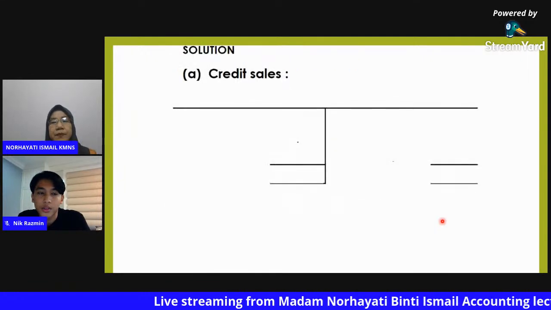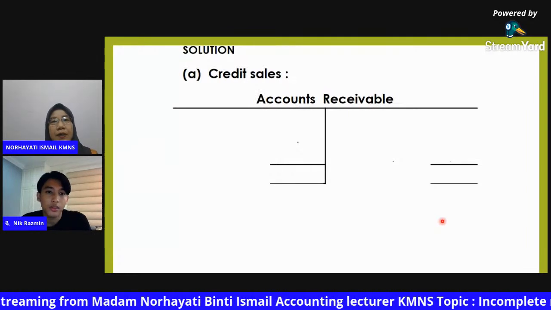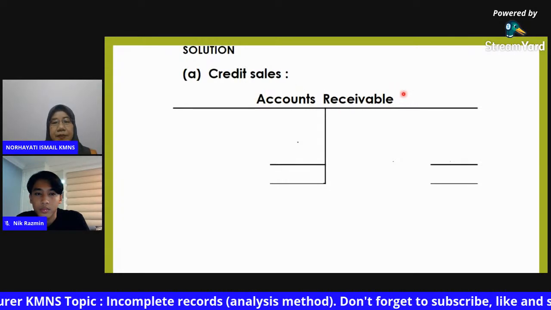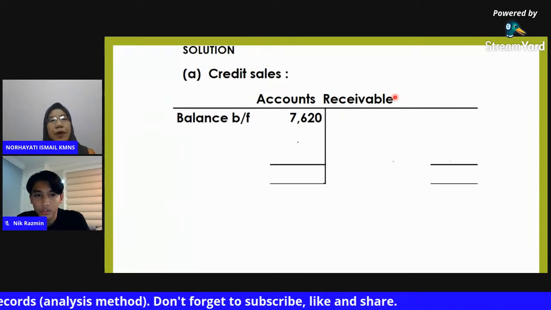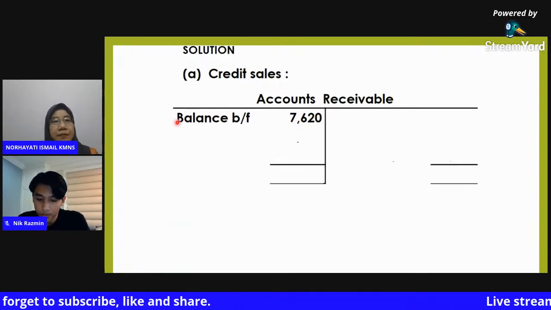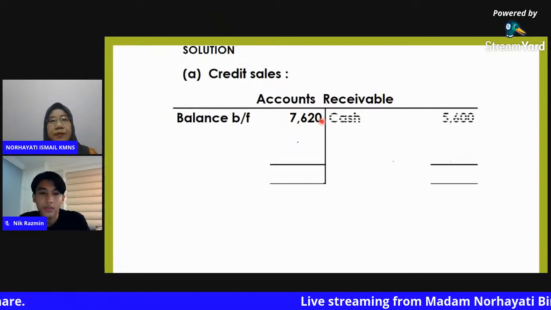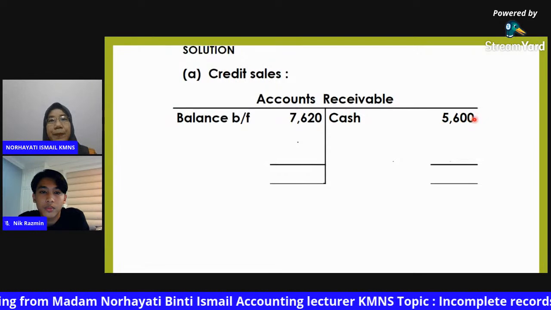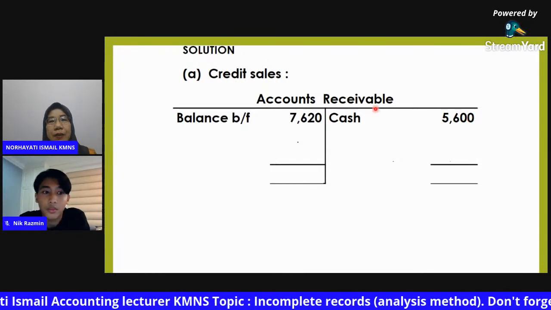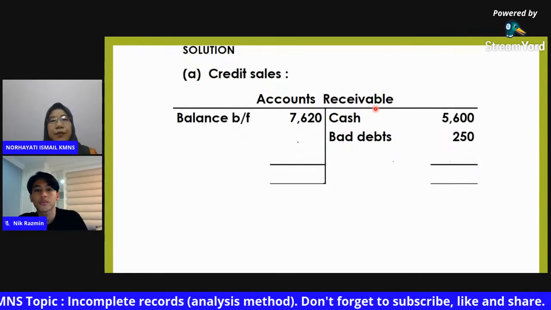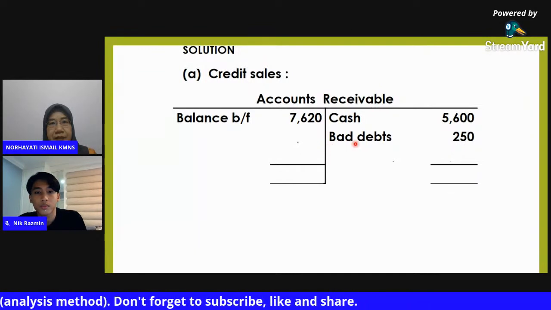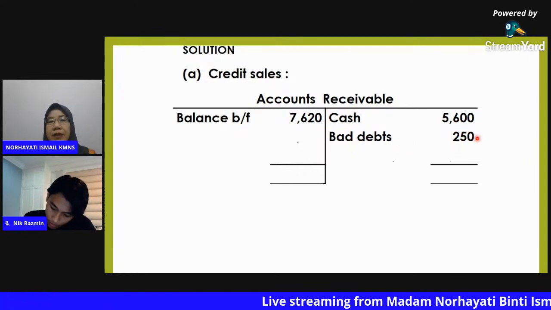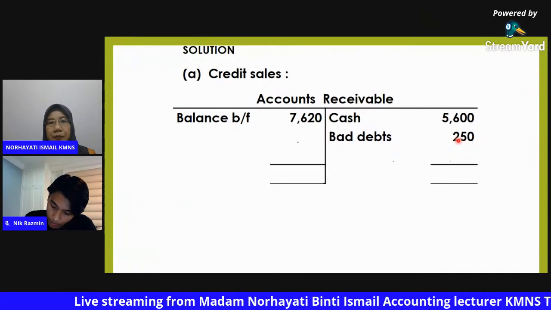Now, the first one, we have to calculate credit sales. So we have to open the account receivable. The information given: first, you are given the beginning balance in the data. Number two, you can get the information from the cash book. That means we have received cash from account receivable. Number three, there is additional information that relates to account receivable: debit bad debts, credit account receivable. The source is the additional information.